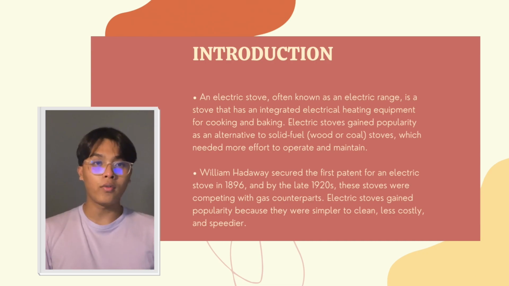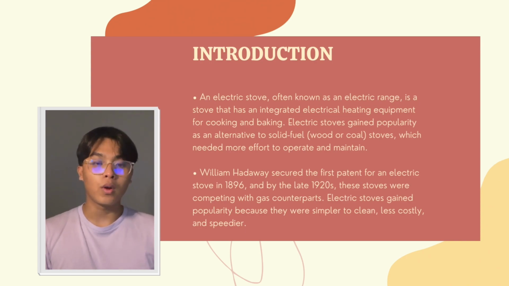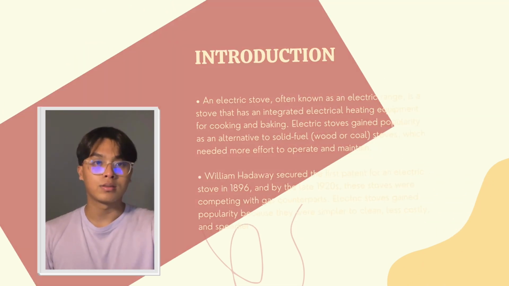An electric stove, often known as an electric range, is a stove that has integrated electrical heating equipment for cooking and baking. Electric stoves gained popularity as an alternative to solid fuel, wood or coal stoves, which needed more effort to operate and maintain. William Hadaway secured the first patent for an electric stove in 1896, and by the late 19th century, these stoves were competing with their gas counterparts. Electric stoves gained popularity because they were simpler to clean, less costly, and speedier.